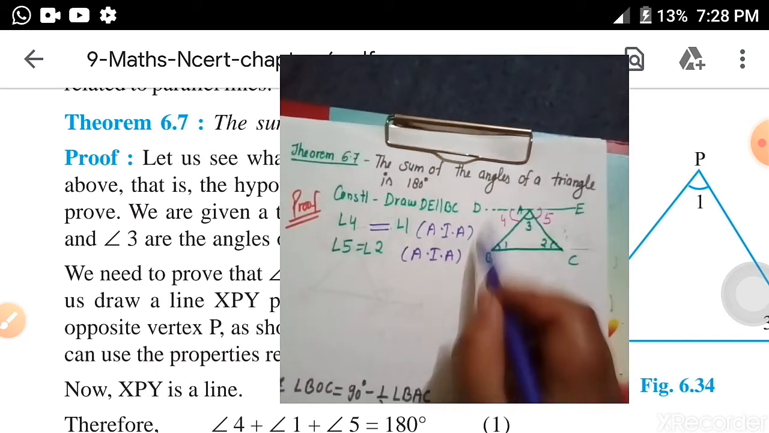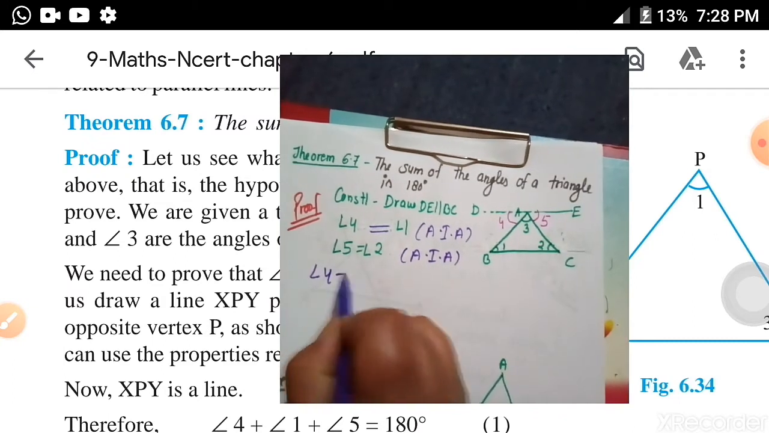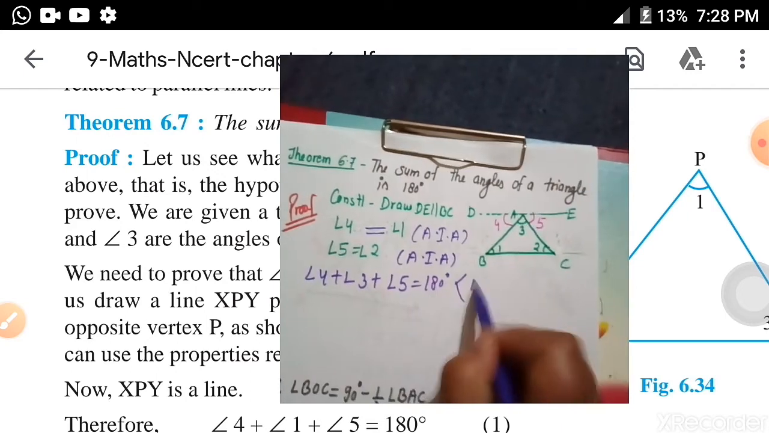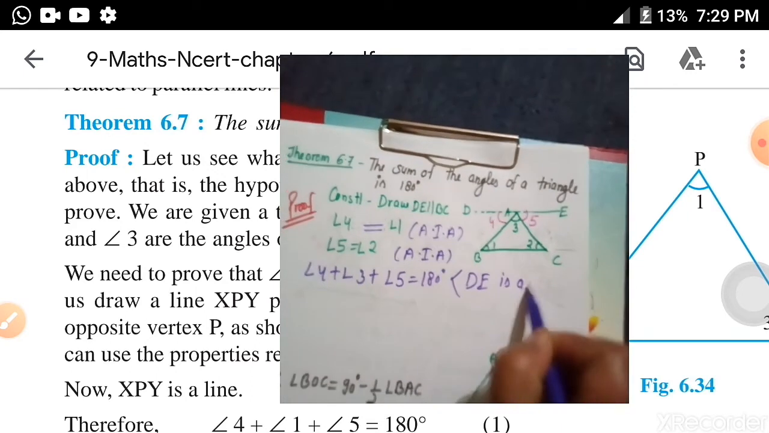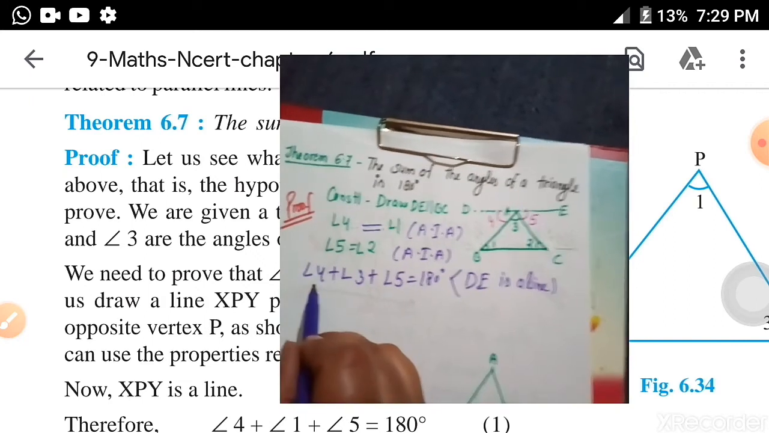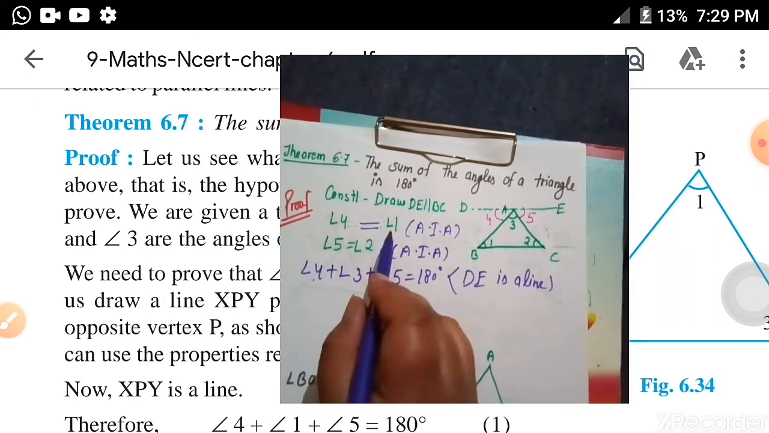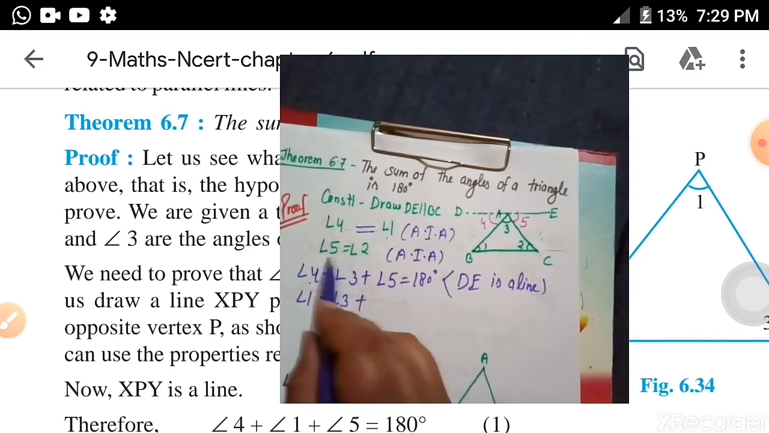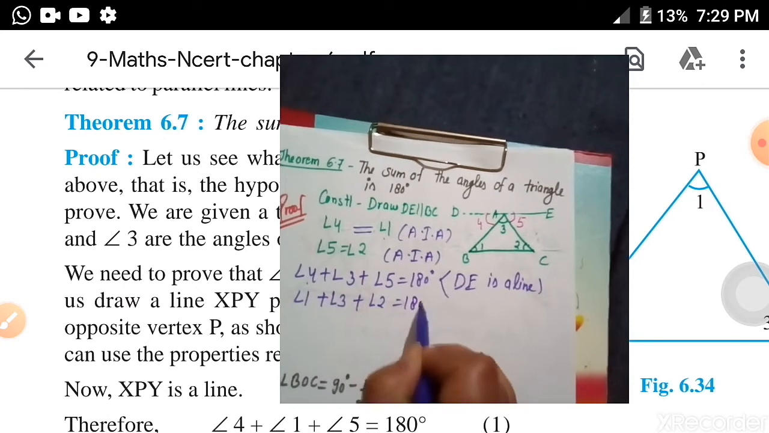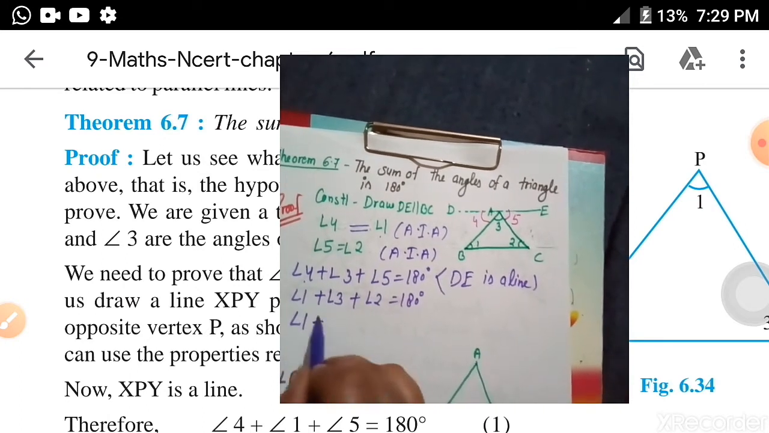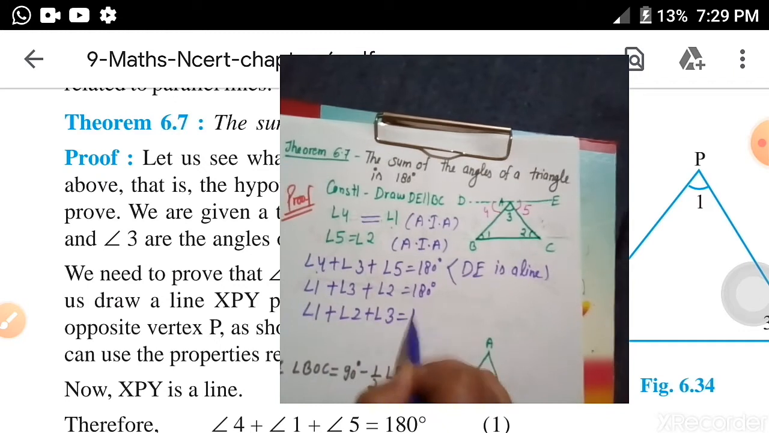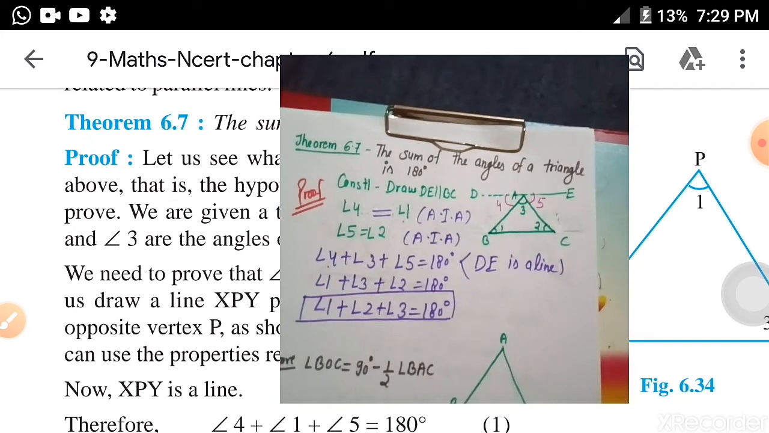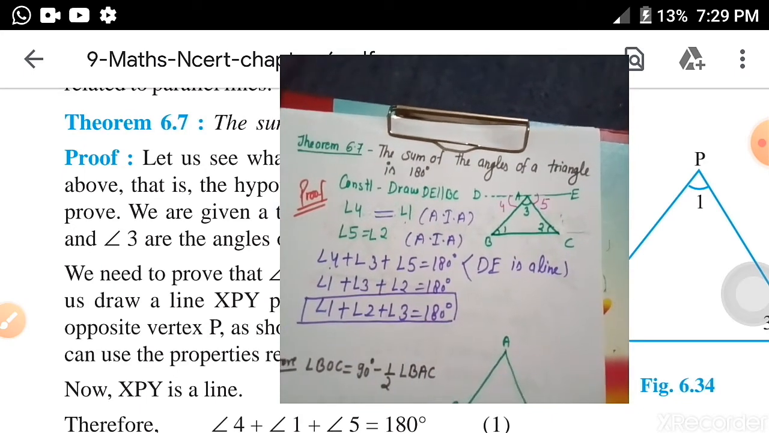Now if you see carefully, angle 4 plus angle 3 plus angle 5 is equal to 180 degree. Why? Because DE is a line. Now you can substitute the value of angle 4 as angle 1, angle 3 stays angle 3, and in place of angle 5 you will write angle 2, is equal to 180 degree. Hence you can see that angle 1 plus angle 2 plus angle 3 is equal to 180 degree. This we have to prove. The sum of all the three angles of a triangle is equal to 180 degree. Now move to the next question.